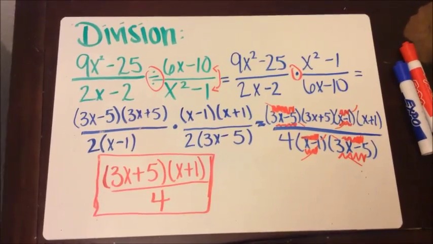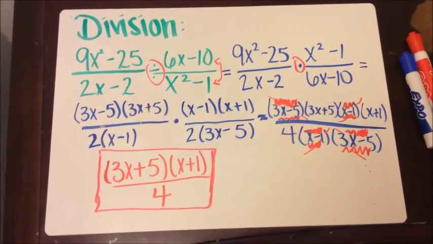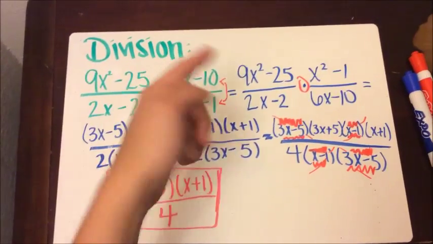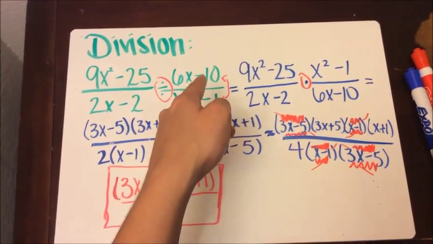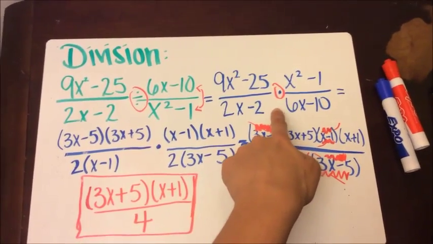I'm going to talk about division. Now, hearing division might freak some people out, but it shouldn't because it's the same thing as multiplying. We can't divide. So what we're going to do is we're going to flip the second fraction and change the sign to multiplication. So this is what we did here.